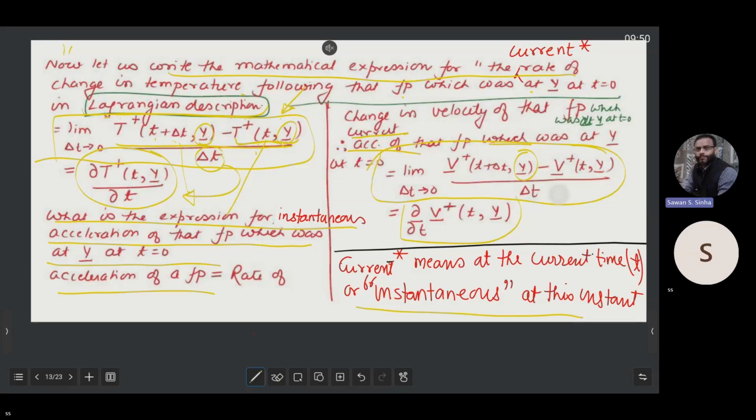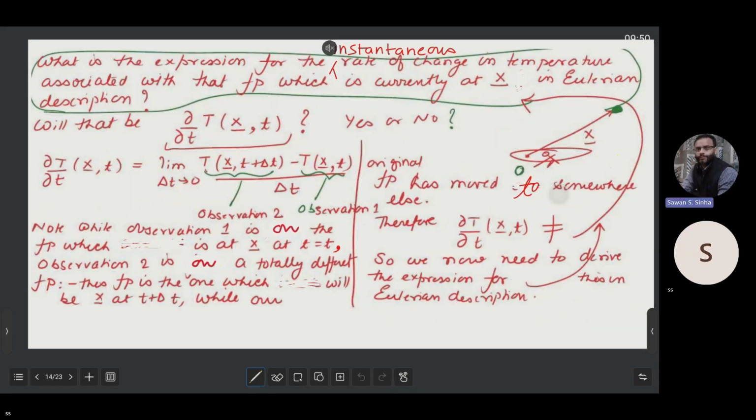Similarly, if I ask you about any other quantity, such as the rate of change of pressure associated with that fluid particle which was at y at t0, you will be able to write that, provided you have this expression. But mathematically, this is the representation. So that looked quite straightforward in Lagrangian description.